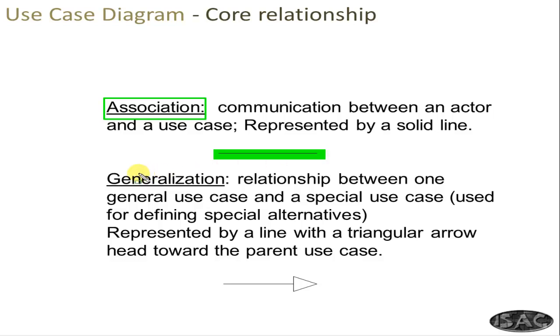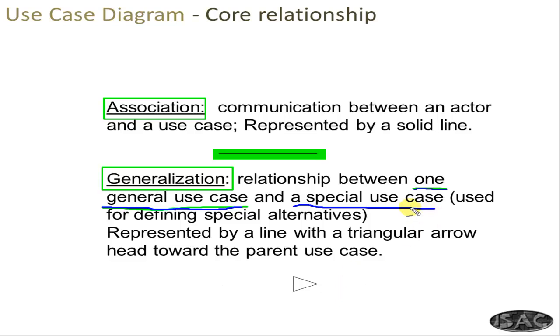Now another relationship in the use case diagram which we use is called generalization, and we have seen the generalization is basically general to specialization case, uses the concept of inheritance, and those are the two important things about generalization relationship. In use case diagram we use the generalization relationship, a relationship between one general use case and a special use case.